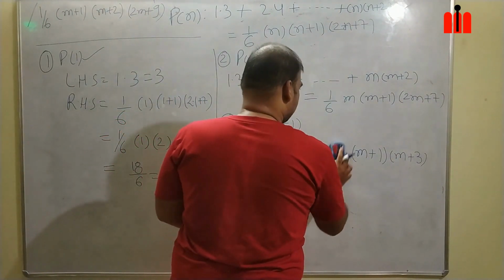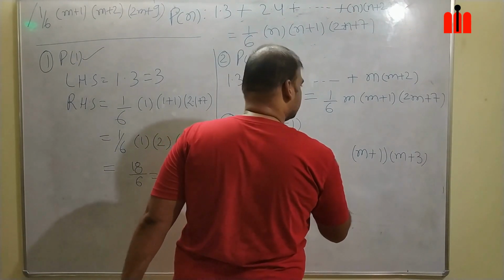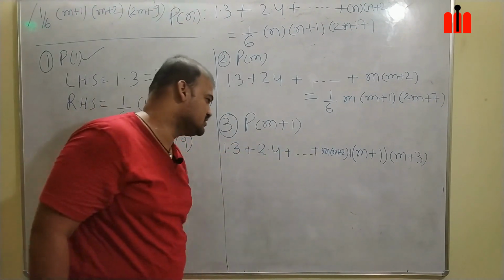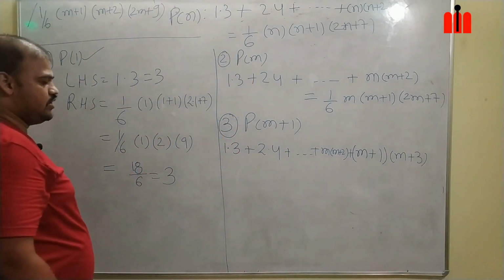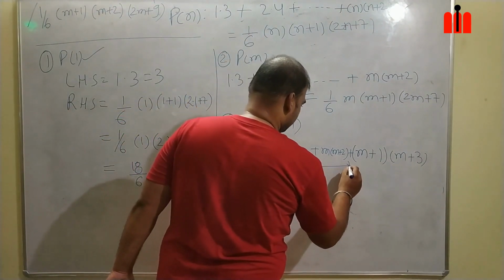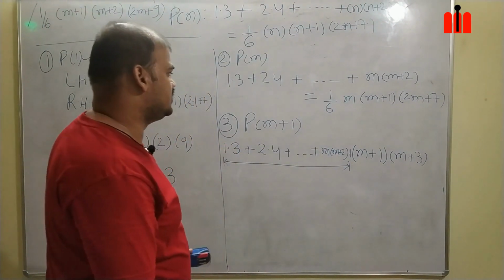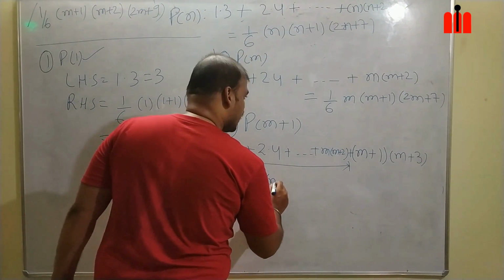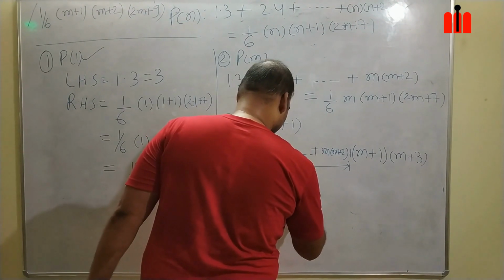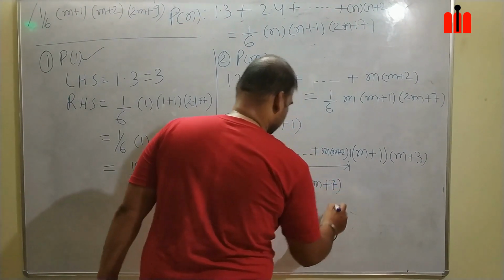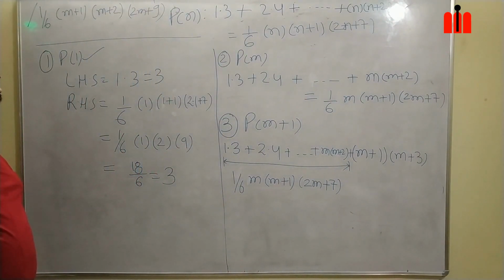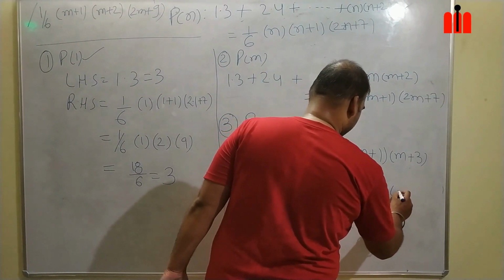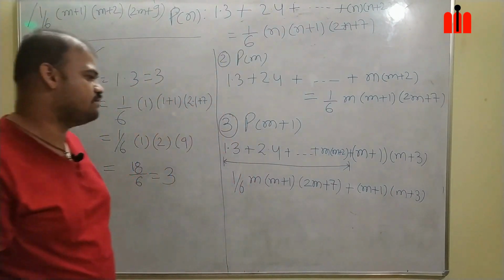So let me write one more term over here, which is the mth term, which is our m plus 2. After that there will be m plus 1 and m plus 3. So this is how my LHS will look like. Now till this m term I can substitute my concrete statement, which is 1 by 6 m plus 1, 2m plus 7. Okay, m plus 1, 2m plus 7, and we are left with our m plus 1th term, which is m plus 1, m plus 3.